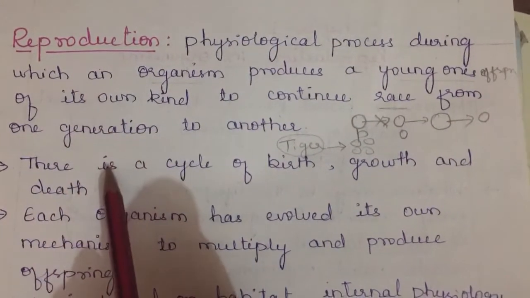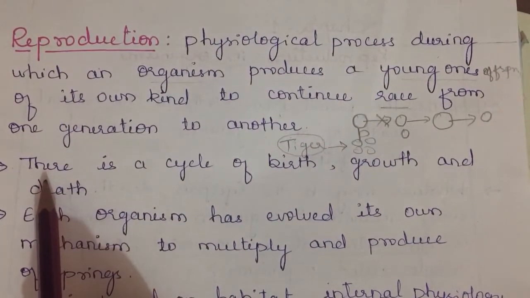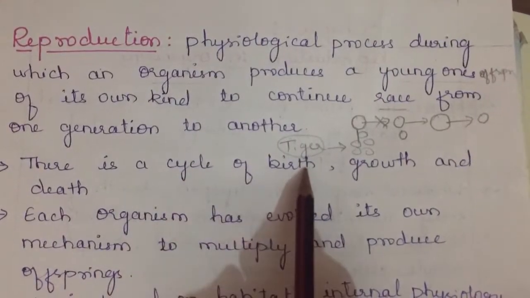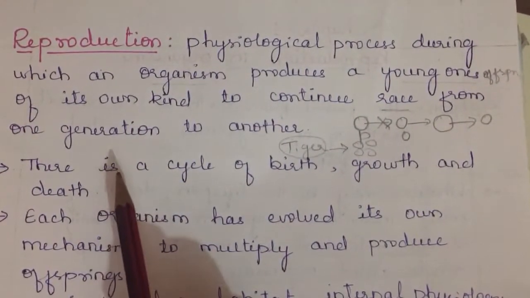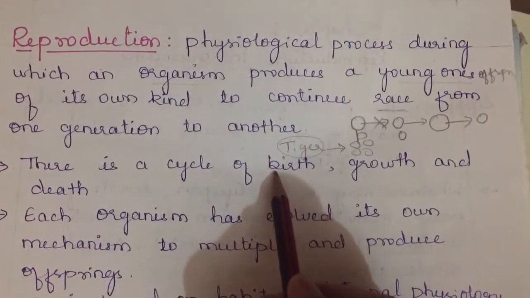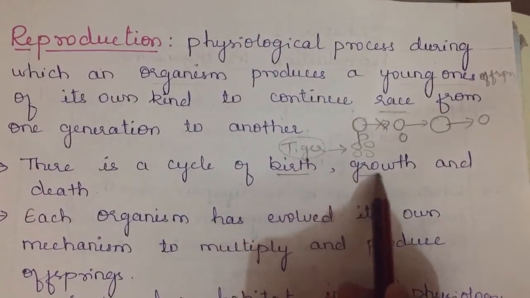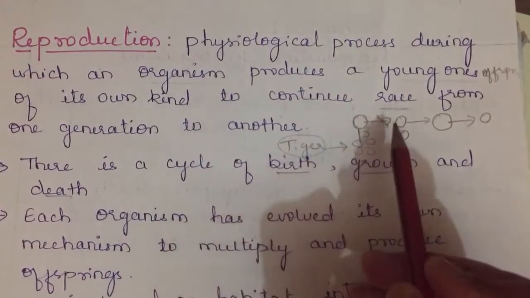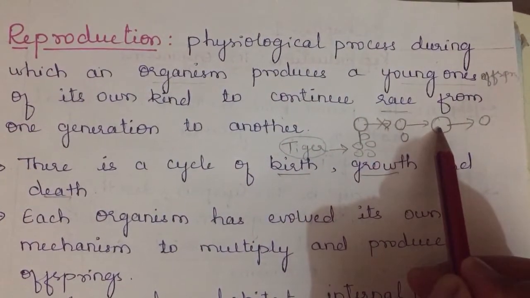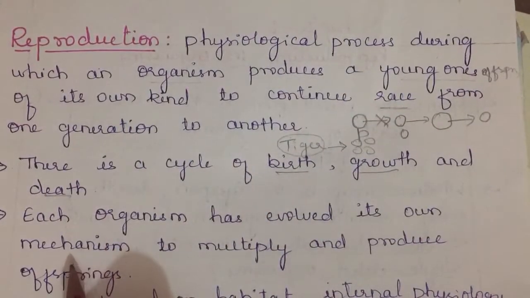Okay, in this you have the next point. There is a cycle of birth, growth and death. In reproduction, there is a cycle: first birth. The organism will take birth, then it grows, and then it will die. So this is one of the cycles.